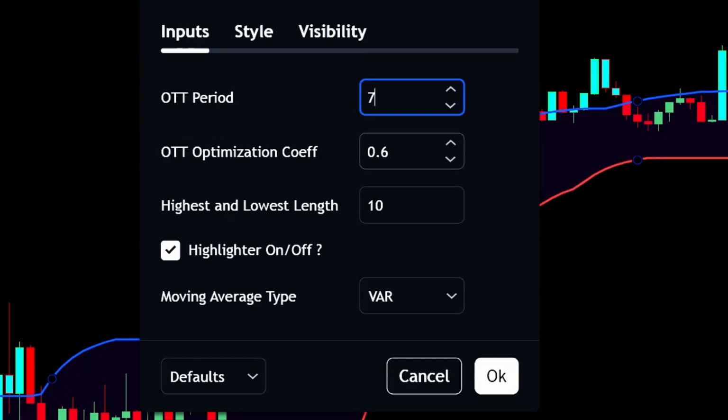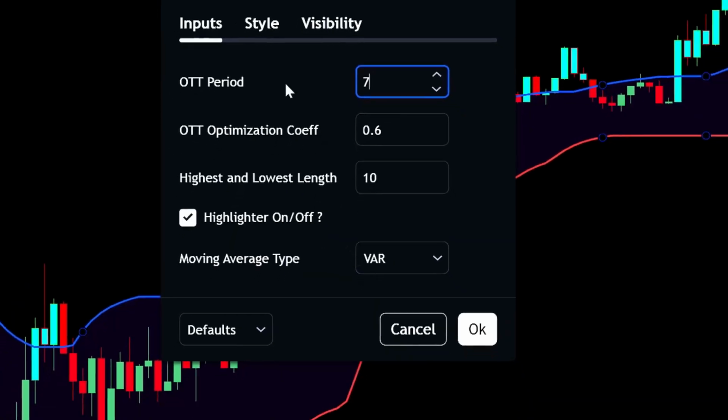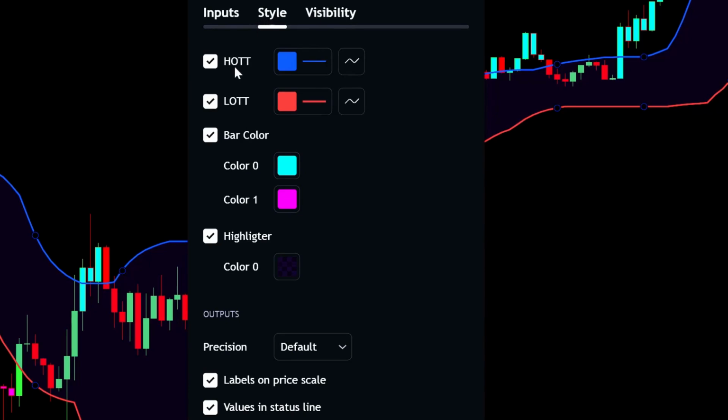Now I leave everything else in the inputs tab at the default settings: the optimization, the moving average type, all that good stuff. You can mess with the colors and line style in the style tab if you like to customize it. But for now, let's focus on what really matters, making those smart trading decisions.